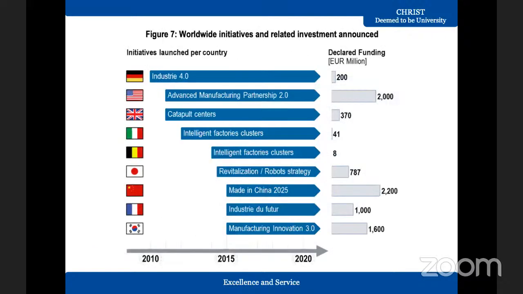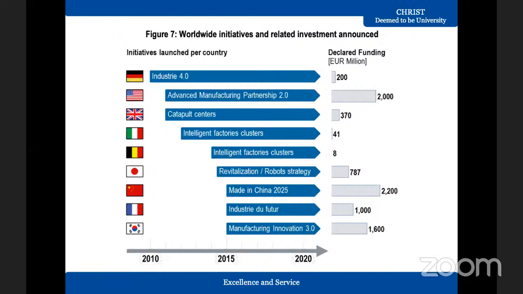So my dear friends, this PPT slide gives you the worldwide announcements. How much money, in terms of euro million, they declared to introduce Industry 4.0. In India, we call it Industry 4.0. But in South Korea, they call it Manufacturing Innovation 3.0. In Japan, they call it Robots Strategy, right? In England, Catapult Centers. In the United States, America, Advanced Manufacturing Partnership 2.0.